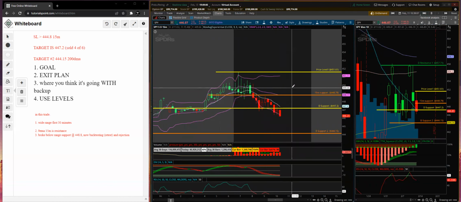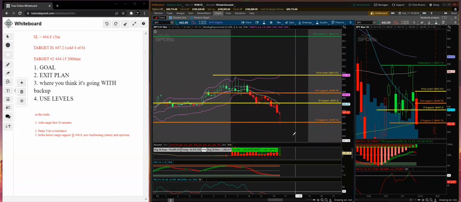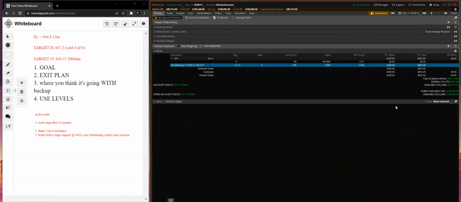Still going lower. We should have another candle. Oh, there we go. Wow. So that was quick. We had a fast drop towards 444.15. We touched that, and there we go. We still have 2 left.